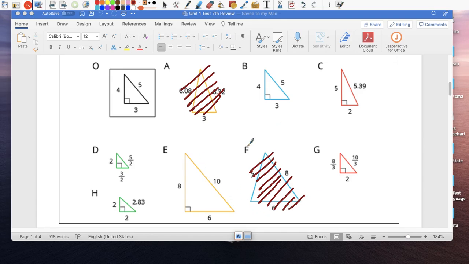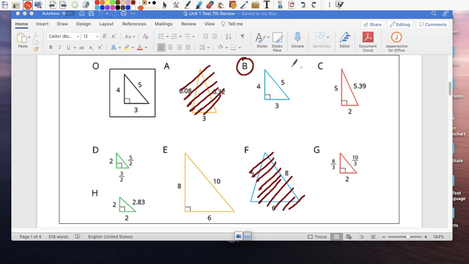Now the rest, you're gonna have to see if all of the sides were multiplied by the same factor. So B is a scale copy, so I'm gonna circle it, right? Because the scale factor was times 1, times 1, times 1. And remember, if the scale factor is times 1, what happens to the new figure? It remains the same.